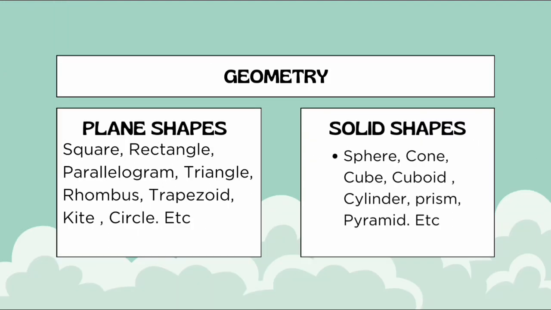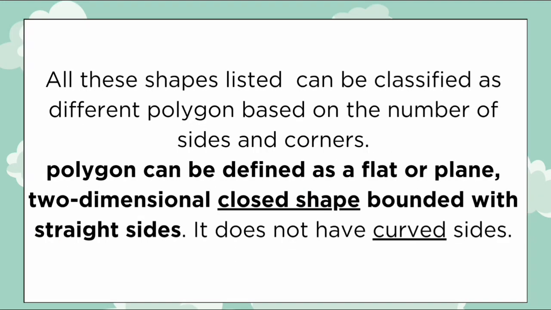So example of plane shapes include square, rectangle, parallelogram, triangle, rhombus, trapezoid, kite, circle, etc. Now for solid shape, we have sphere, cone, cube, cuboid, cylinder, prism, and pyramid. All the shapes listed can be classified as different polygons based on the number of sides and corners they have.